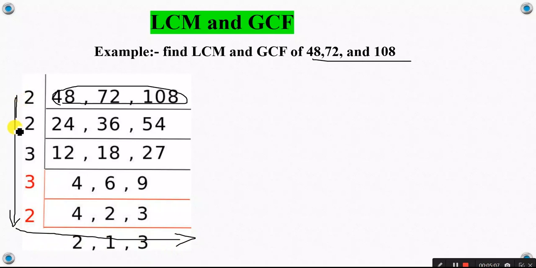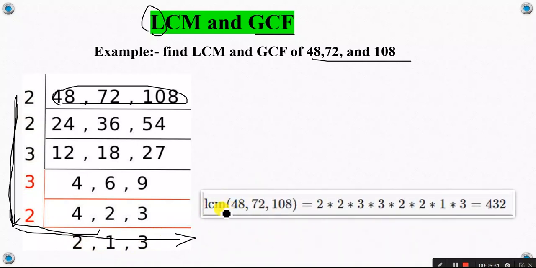So we take these numbers and multiply. When we multiply only the first column, we get the greatest common factor. For the least common multiple, the L shape, we multiply 2 times 2 times 3 times 3 times 2 times 2 times 1 times 3.